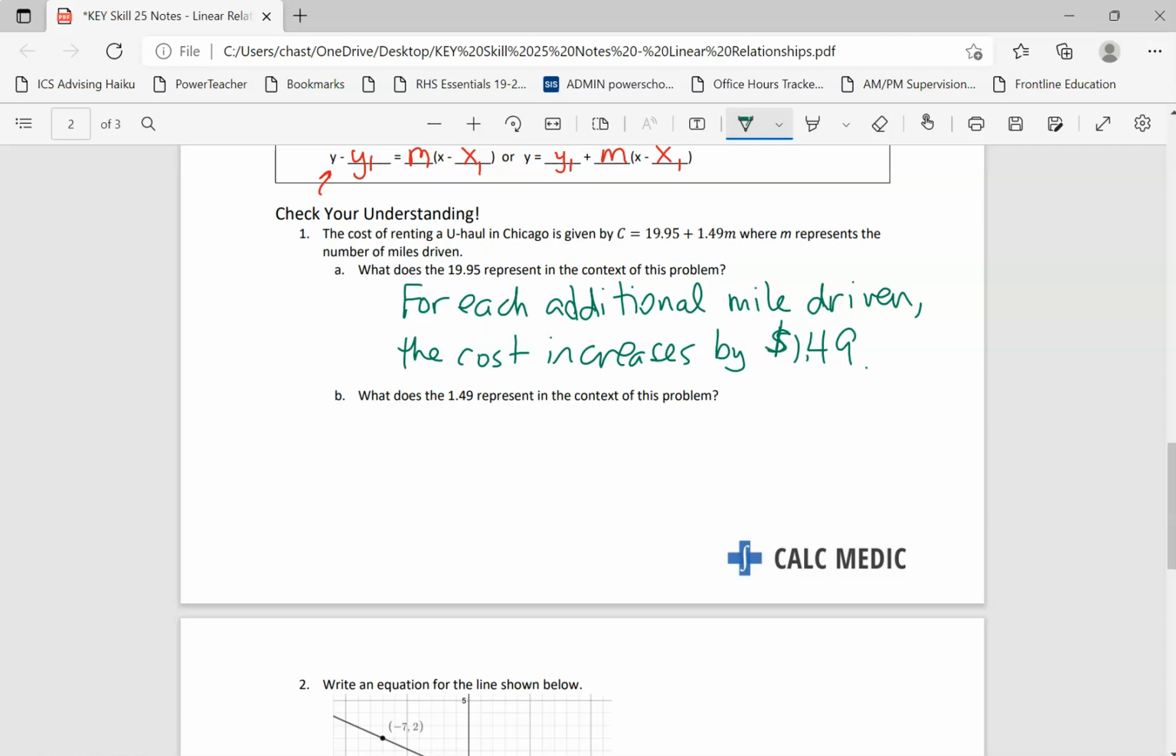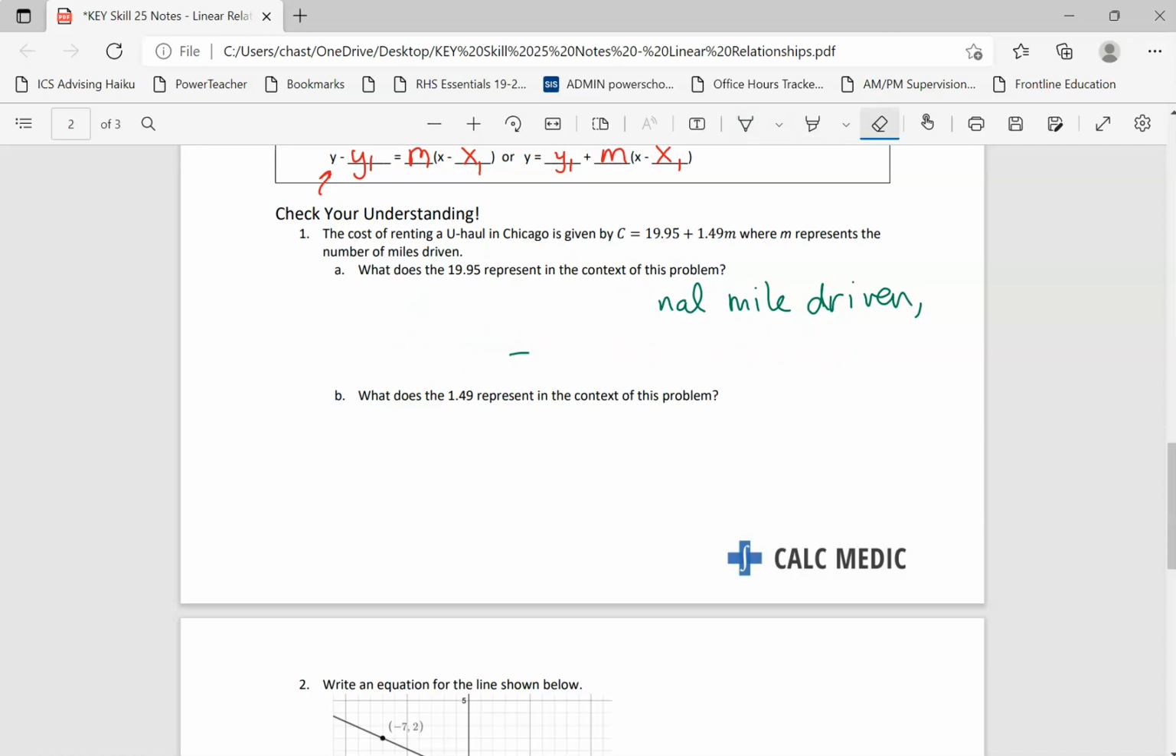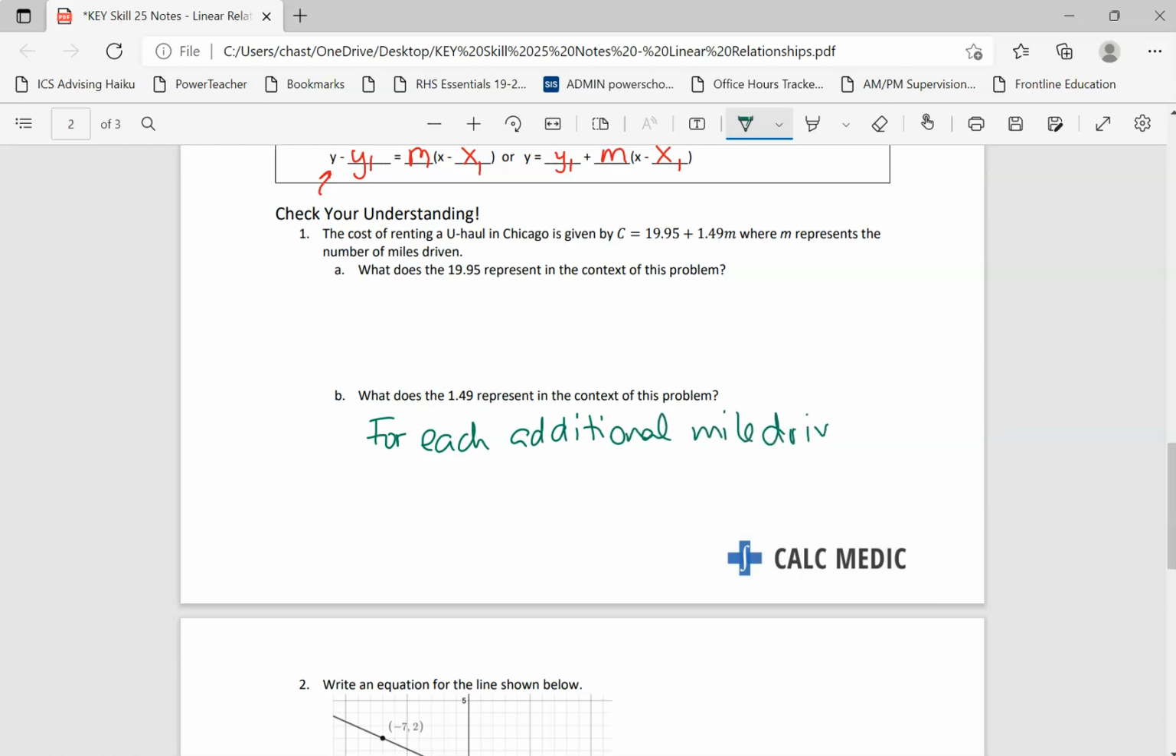And what does the, oh shoot, sorry, I interpreted the slope instead of the y-intercept. I am so sorry, friends. You might have been thinking, Mr. Bear, you're on something. I'm going to take what I had there and write it here. So for each additional mile driven, the cost increases by $1.49. That's actually what the slope represents, okay?